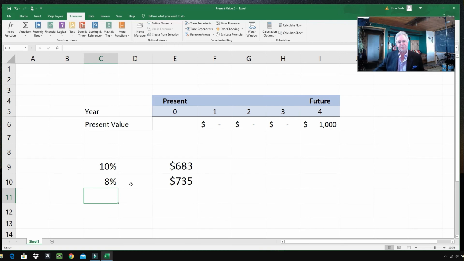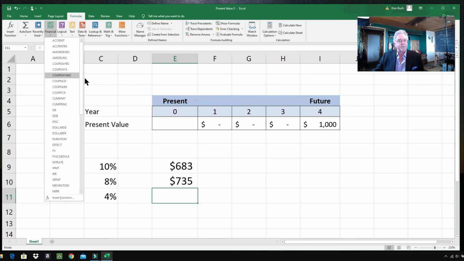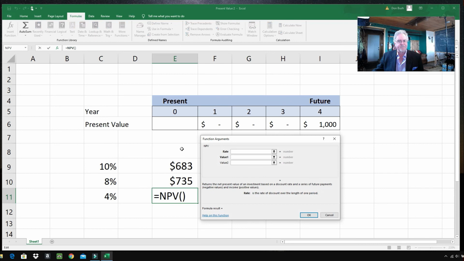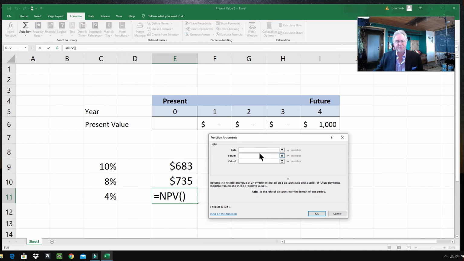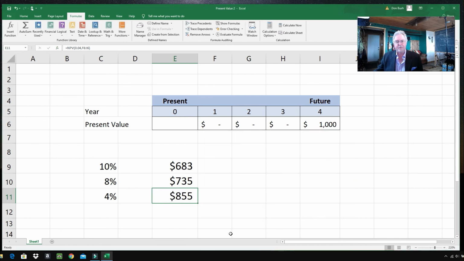So let's try out 4%. Here's 4%. Let's see what kind of an answer we get there. Go to Financial, down to NPV, and the rate is going to be 4%, so 0.04 or 4%. Value, instead of typing all the values, highlight years 1 through 4, and there you are, 855. So look at that. So I'm going to type 855 up here for a minute.